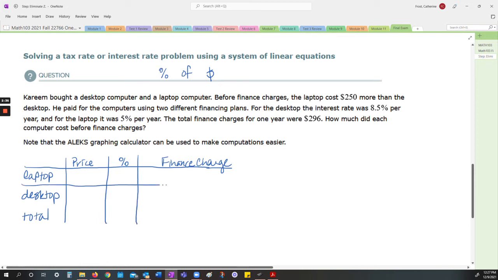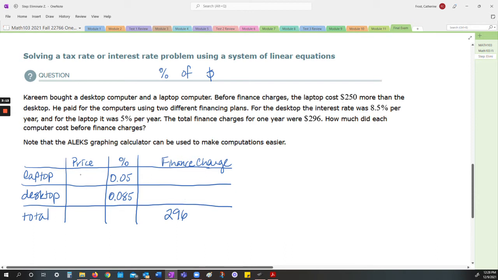Okay, so let's see what we've got here. They said the laptop cost $250 more than the desktop. I'm not sure where to put that $250, so I'm just going to hold off on that. For the desktop, the interest rate was 8.5%, so 0.085. And then laptop 5%, so 0.05. Total finance charges for 1 year were $296, so that should go here. How much did each computer cost before finance charges?